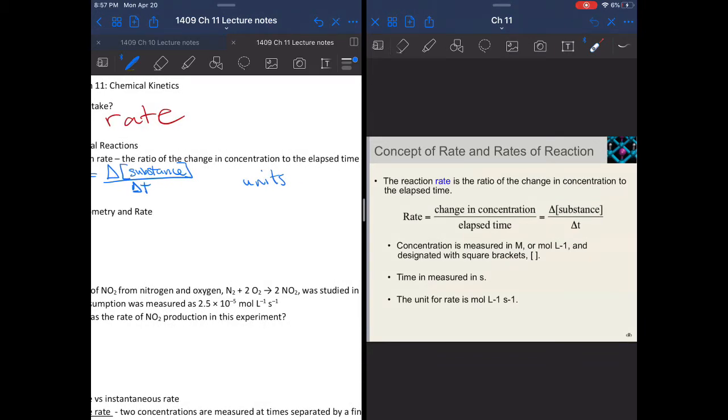Now, the rate is going to be in pretty specific units. You've got concentration, so that's moles per liter, over time, which is typically going to be in seconds. So the unit for rate is moles per liter per second, or moles inverse liter inverse seconds.